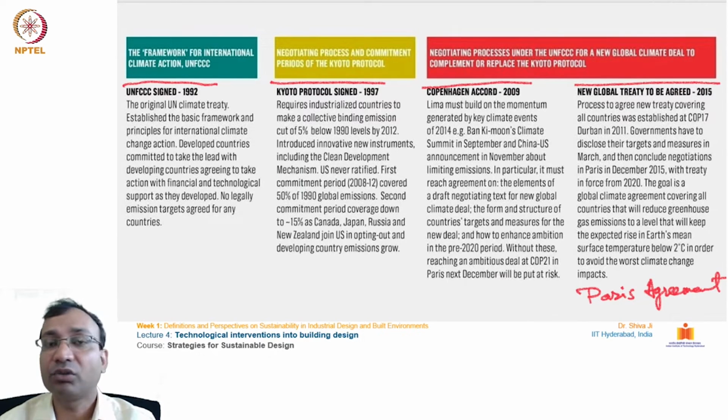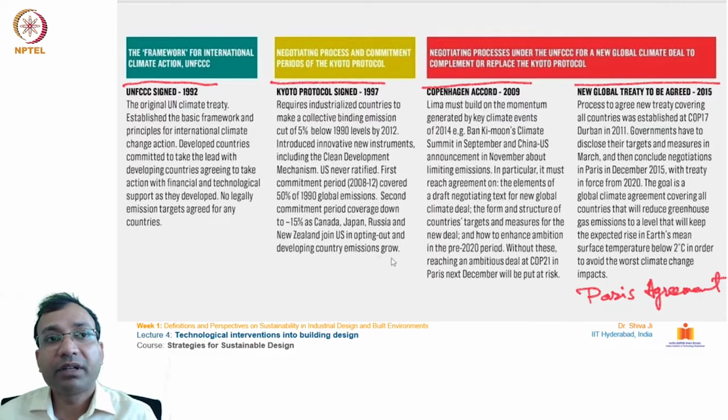Further, we have the Kyoto Protocol, which happened in 1997, with its negotiating process and commitment period. It requires industrialized countries to make a collective binding emission cut of 5% below 1990 levels by 2012. It introduced innovative new instruments, including the clean development mechanism. But the United States of America never ratified the Kyoto Protocol.